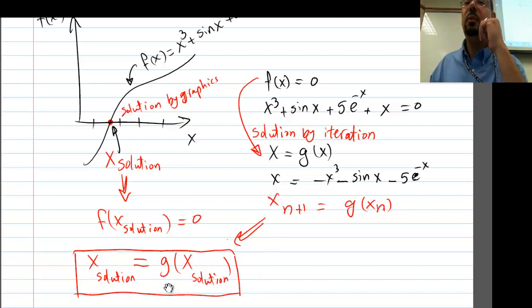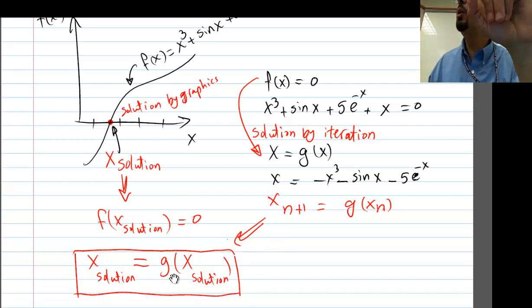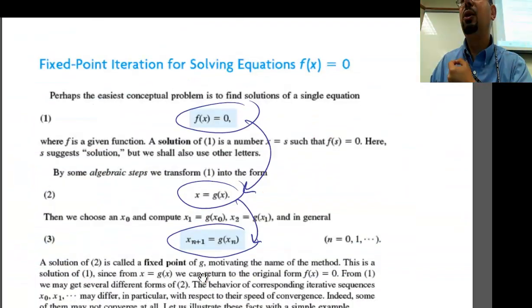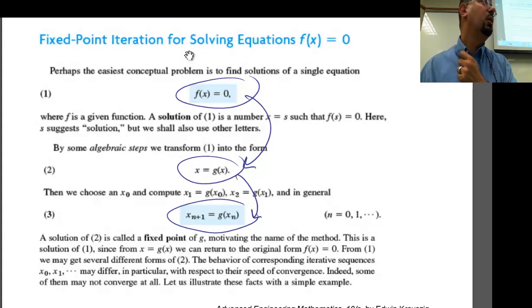Okay, so the method is simply this: x is equal to g of x, and you iterate until you converge. Will you always converge? No, not always. We'll see why in a second. But basically, that is the fixed point iteration method. All right.